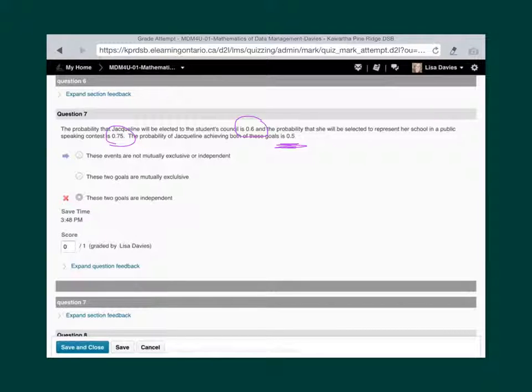For them to be mutually exclusive, both things can't happen at the same time. In this case, there's nothing to indicate that she couldn't be elected to Students' Council and also represent the school in the public speaking contests. There's nothing to say that she has to do one or the other. Definitely she could possibly do both. And so that makes these not mutually exclusive either, which is why this answer here, that they're not mutually exclusive or independent, has to be the only answer for that question.